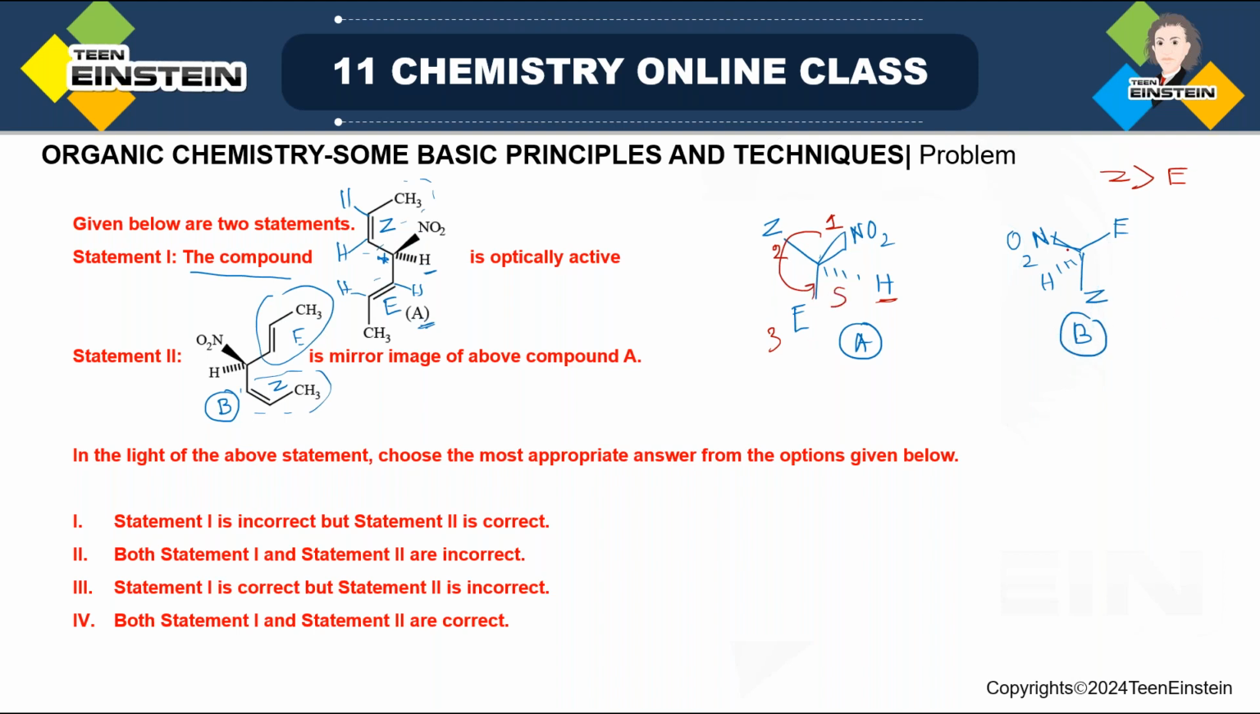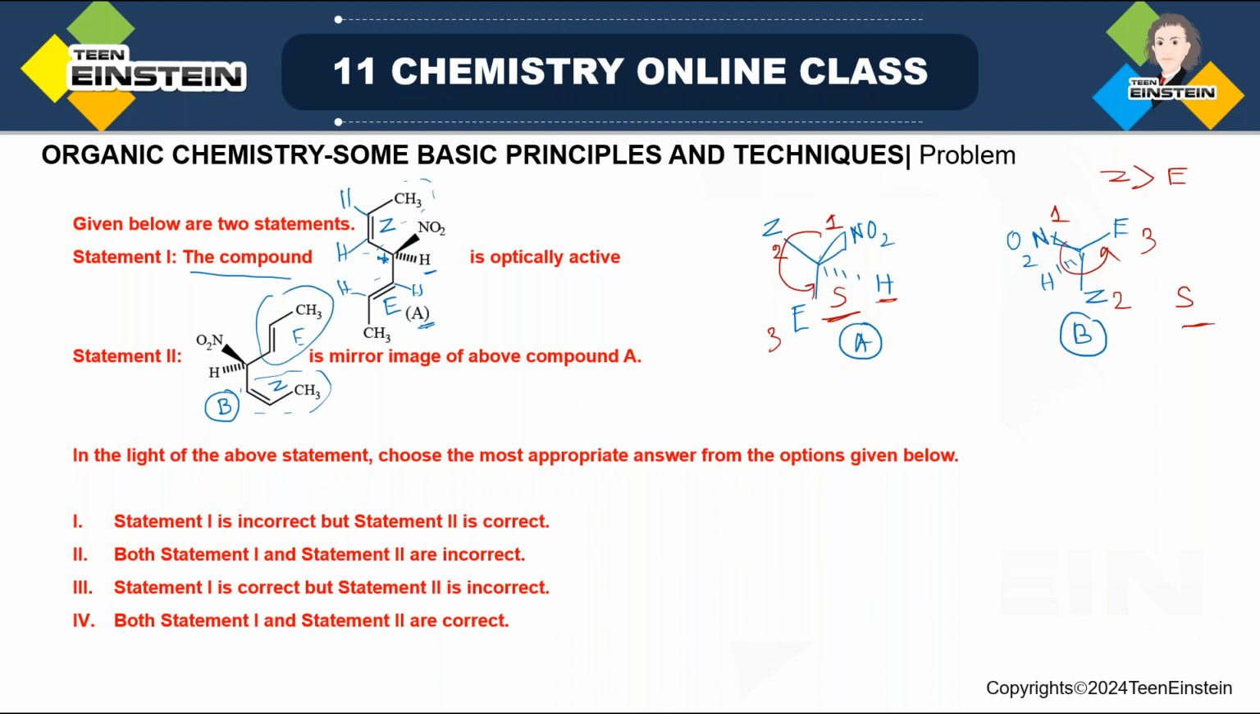What about the next picture? Here this is 1, this is 2, this is 3. You have to do it as if you are away from H. So 1 to 2 to 3, this is also S. So ultimately it seems that both the molecules are actually the same molecule, because in both cases you are getting S, isn't it? So the first statement, that the compound is optically active, is correct.